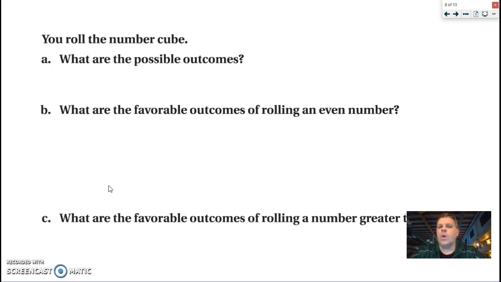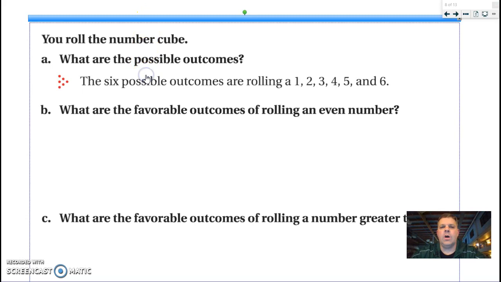Question B asks, what are the favorable outcomes of rolling an even number? We must examine what the even numbers are. The even numbers are 2, 4, and 6. Not even are 1, 3, and 5. So the favorable outcomes are 2, 4, and 6.